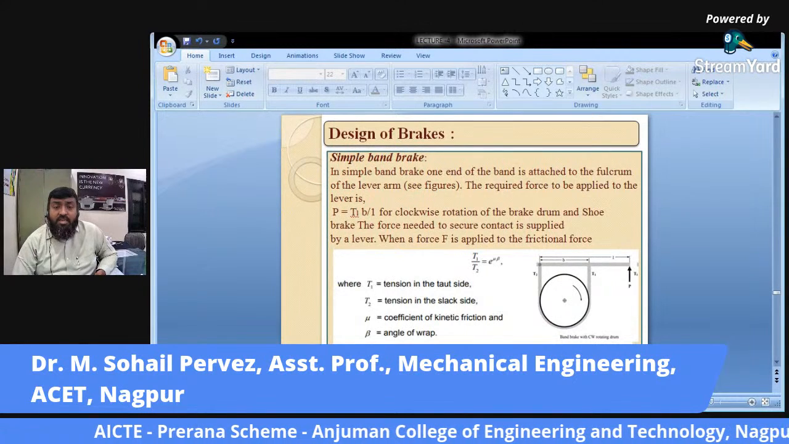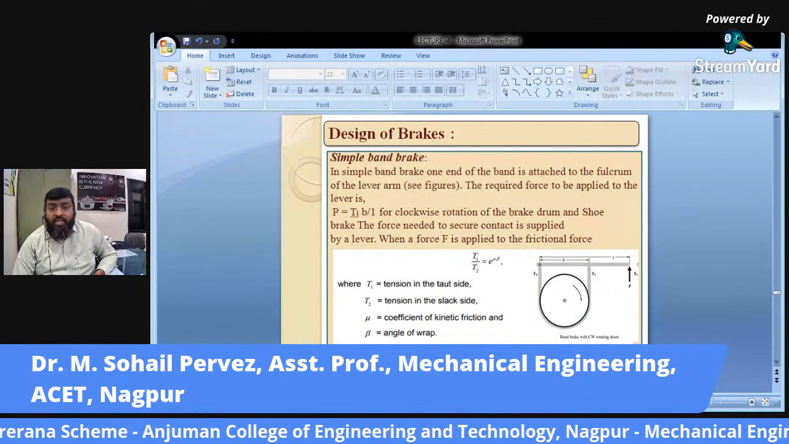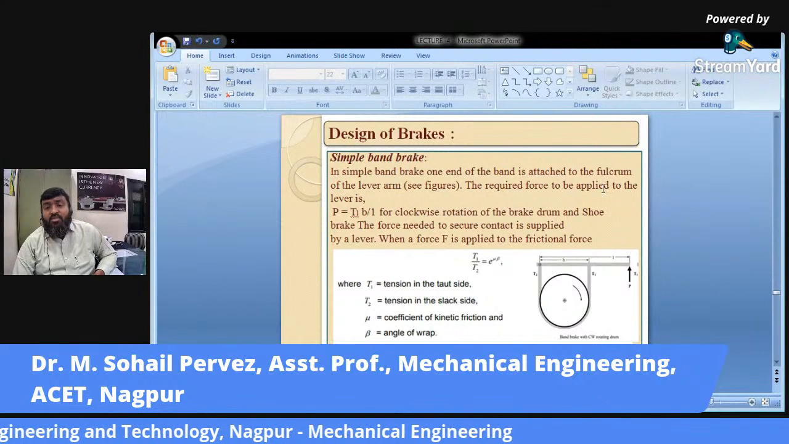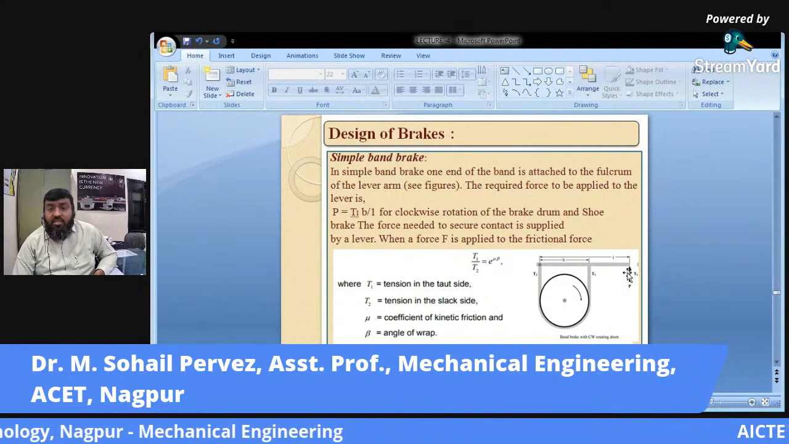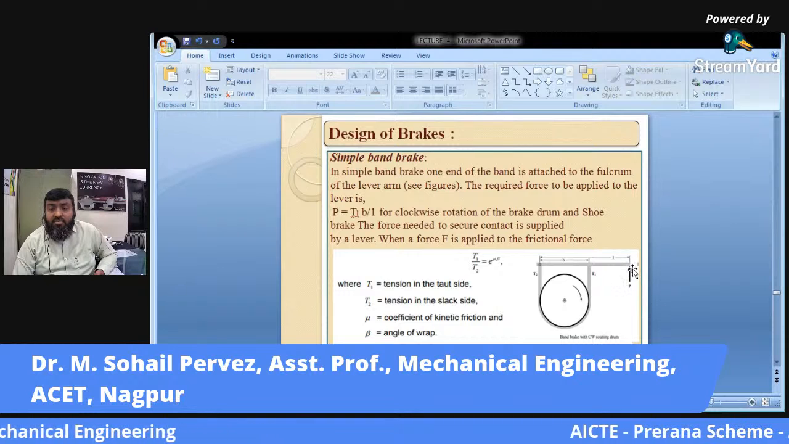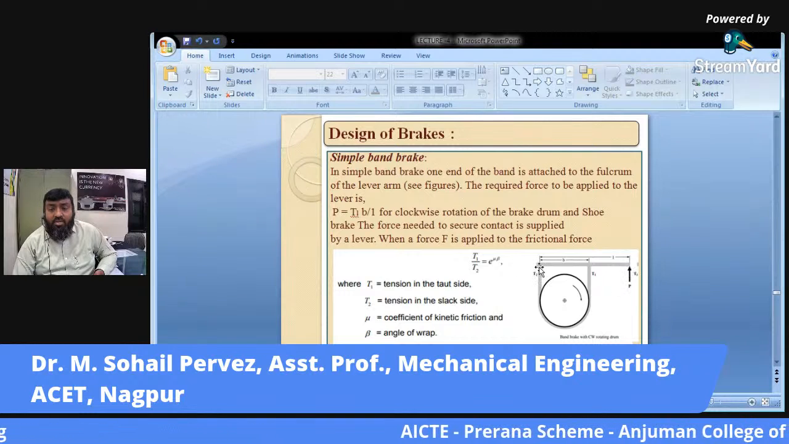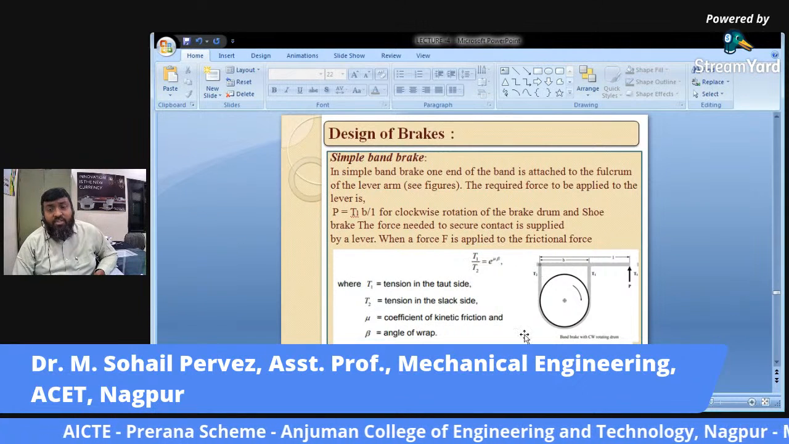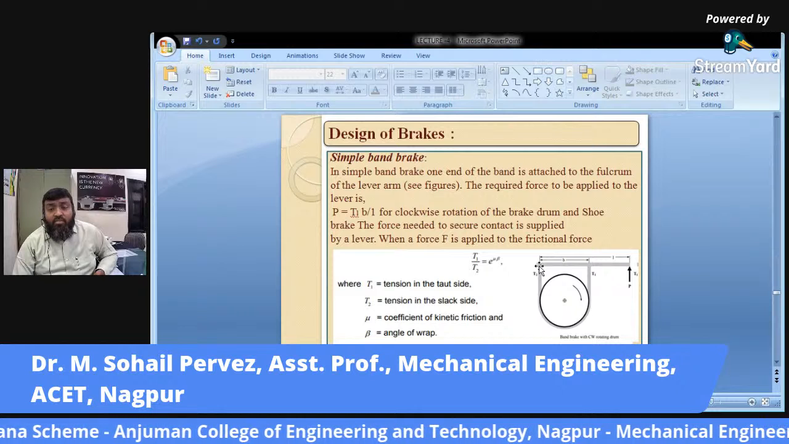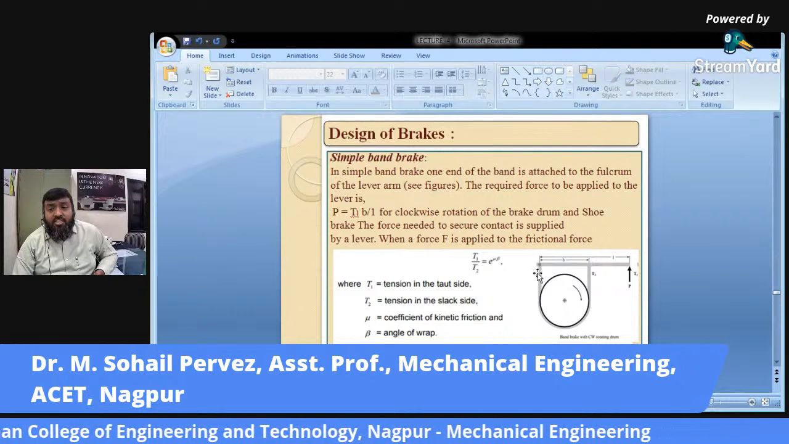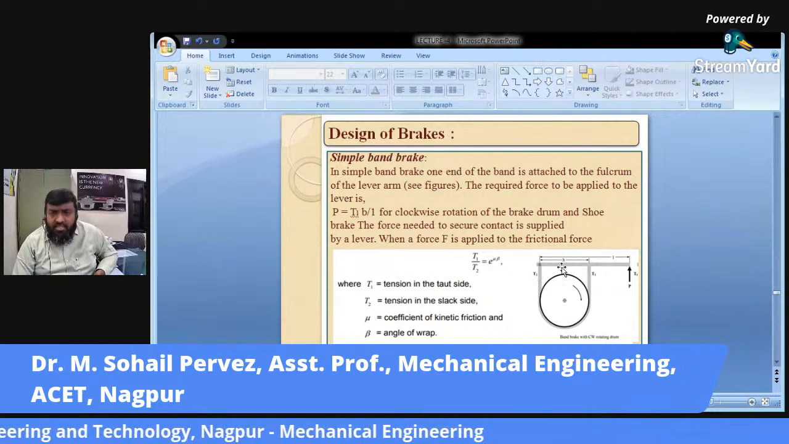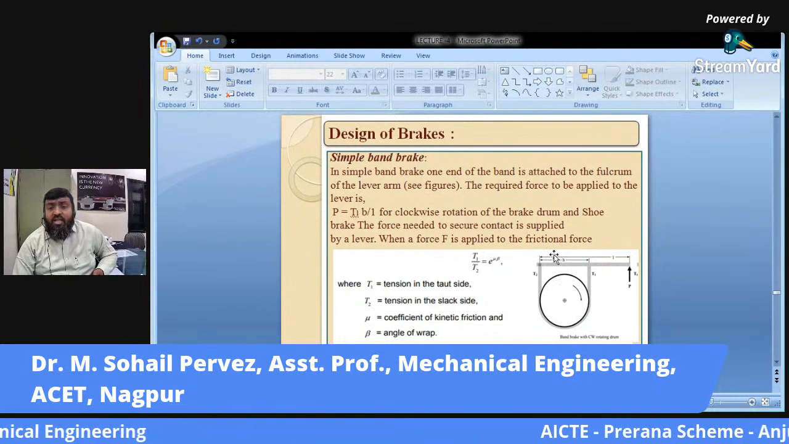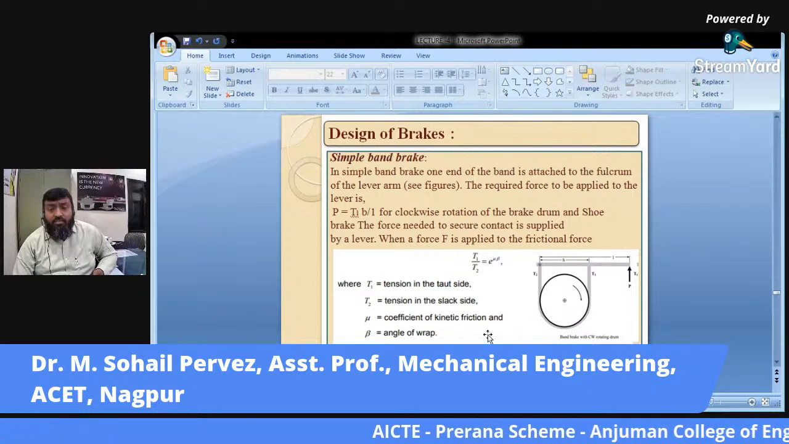Now, you may please consider the band brake. In a simple band brake, one end of the band is attached to the fulcrum. Again you may see that this is the free end and this is the fulcrum point. Simple band brake is there, and differential band brake is also there. In the differential band brake, the differential point occurs between T1 and T2, somewhere here, not always at the center, but with some inclination in this fashion, and the lever is known as a differential.